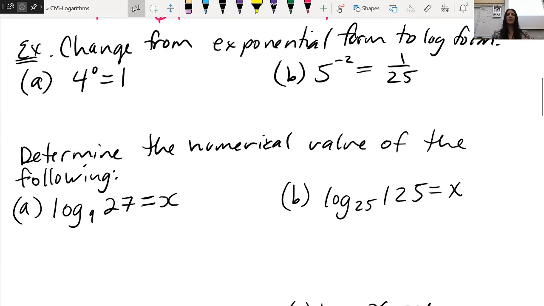So now let's take a look at these. Change from exponential to log form. Again, I'm going to give you a minute because I think it's helpful if you practice it yourselves. Because to sit there and watch me do it, it's easier to say, oh yeah, I get it, but it's when you try it yourself that you actually are able to see if you truly got it or not.